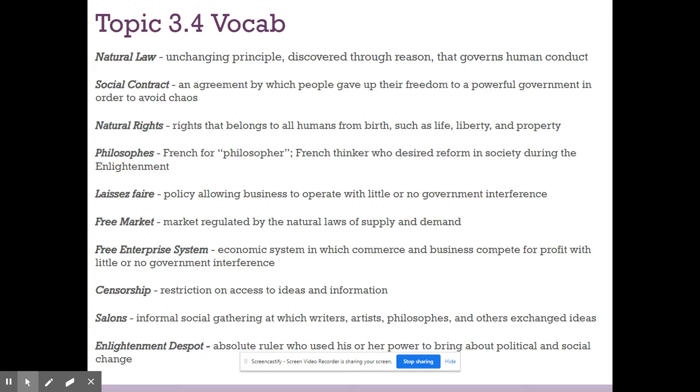3.4 has a lot more vocab. This is probably some of the most important vocab you're going to learn the entire year because you're going to use it throughout our class, but also in U.S. history. You want to focus on natural law, social contract, natural rights, laissez-faire, free market, and censorship. Those are going to be really important ones for you to know.